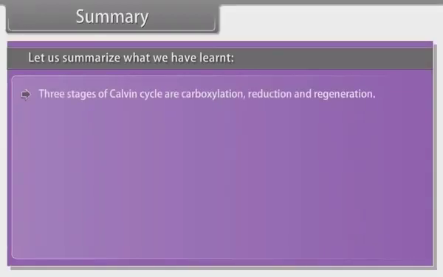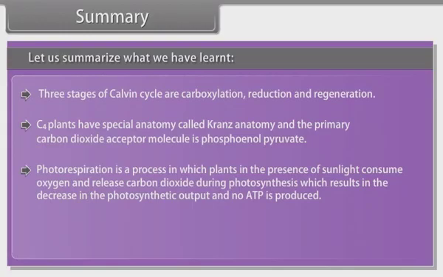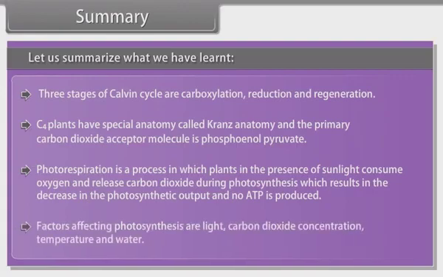The 3 stages of the Calvin cycle are carboxylation, reduction, and regeneration. C4 plants have a special anatomy called Kranz anatomy, and the primary carbon dioxide acceptor molecule is phosphoenol pyruvate. Photorespiration is a process in which plants, in the presence of sunlight, consume oxygen and release carbon dioxide during photosynthesis, which results in the decrease in the photosynthetic output and no ATP is produced. Factors affecting photosynthesis are light, carbon dioxide concentration, temperature, and water.